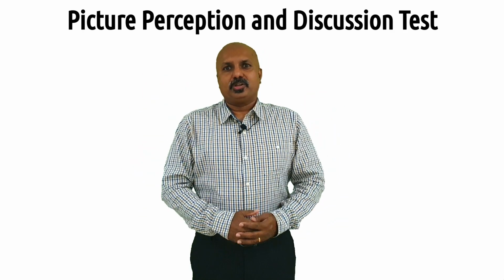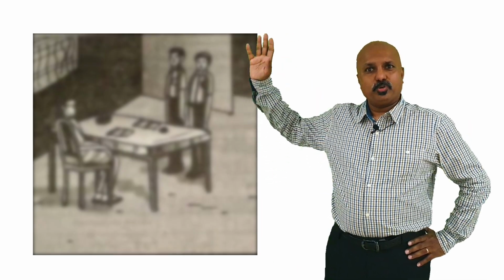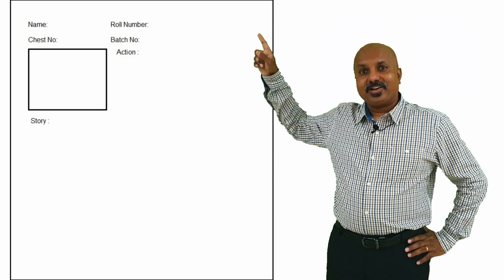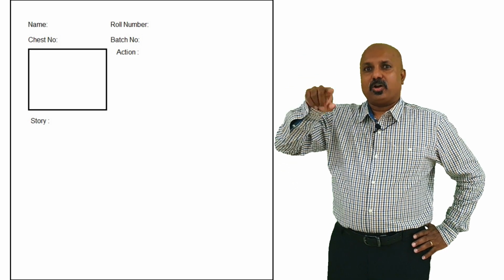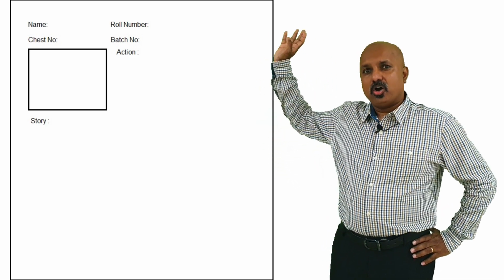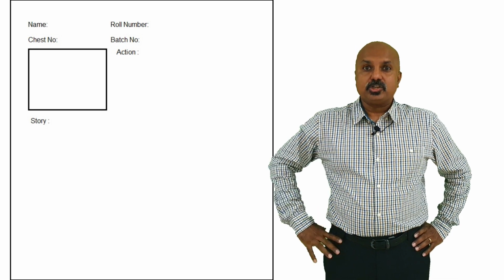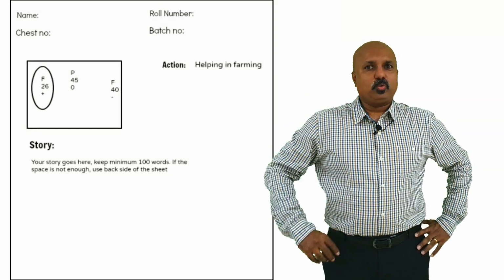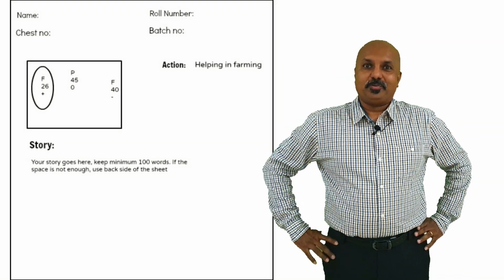In picture perception and discussion test, you are shown a hazy picture. Suppose we see this picture which is on the screen. This picture is shown and you are asked to write a story on it. But before writing a story, you are given a sheet of paper on which you have one rectangular block, around 1 inch by 1.5 inch, on the left side of the paper, in which you have to mark the characters.